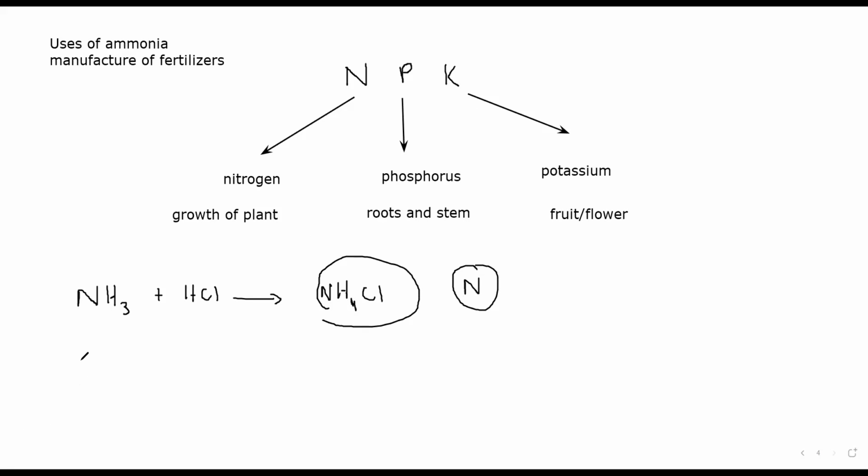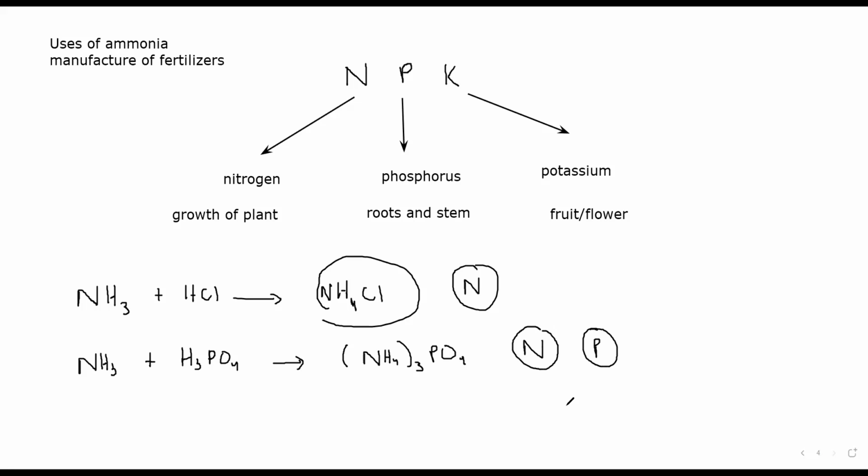Same thing, ammonia reacting with phosphoric acid. Phosphoric acid is H3PO4. This will result in the formation of ammonium phosphate. I'm not writing a balanced equation. So this ammonium phosphate, which element will it provide? Because it contains nitrogen, this fertilizer will be better for the growth of the plant. And what else? It is having phosphorus, so it will be better for the roots as well.